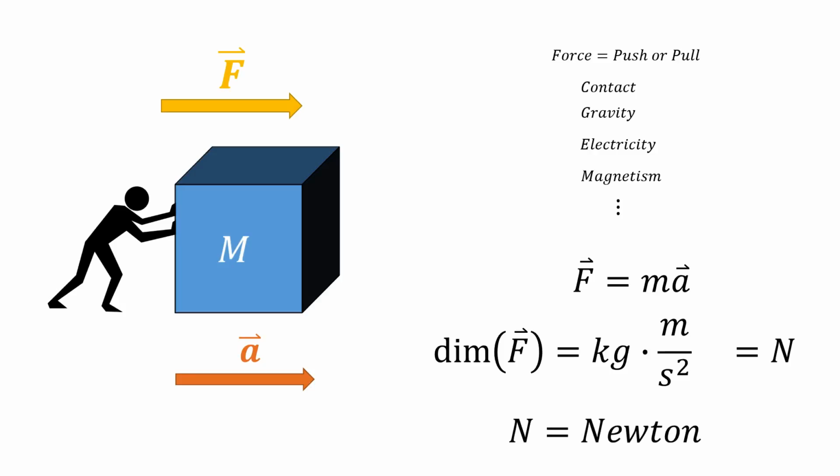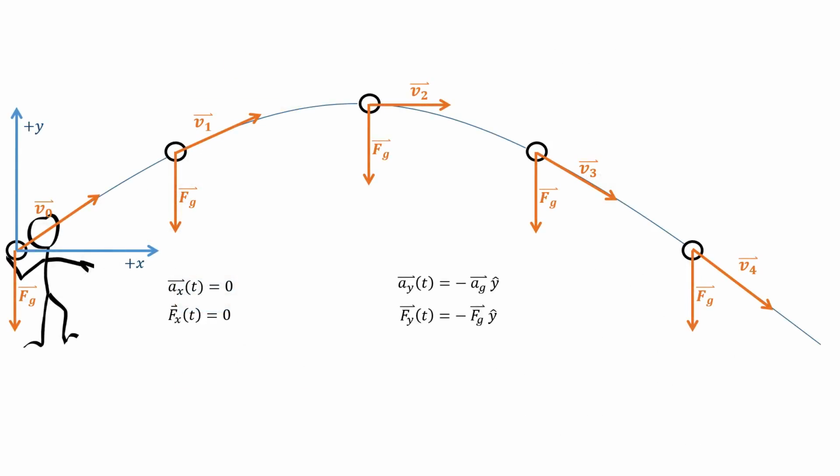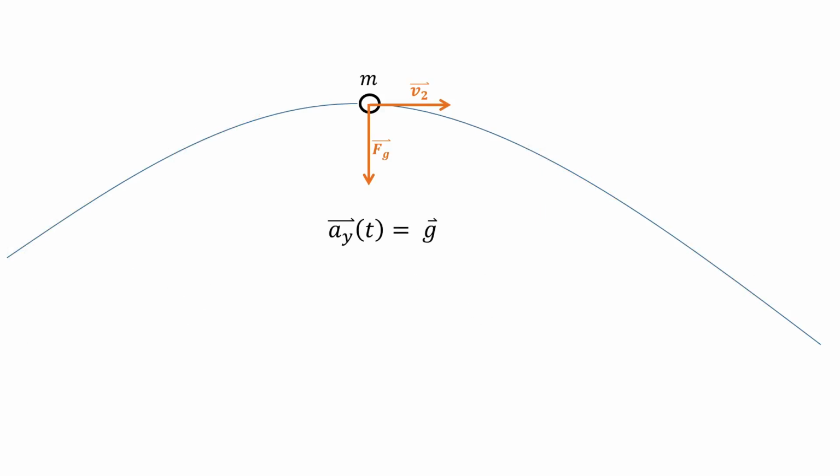Newton. The acceleration an object has always points in the same direction as the force causing that acceleration. For a projectile without air resistance, no acceleration in the x direction means there's no force in the x direction. An acceleration downward means there's a force pointing downward. If the acceleration on an object is the acceleration of gravity, g, then the force must be the mass of an object times the acceleration due to gravity, mg. This is what we refer to as the weight of the object.